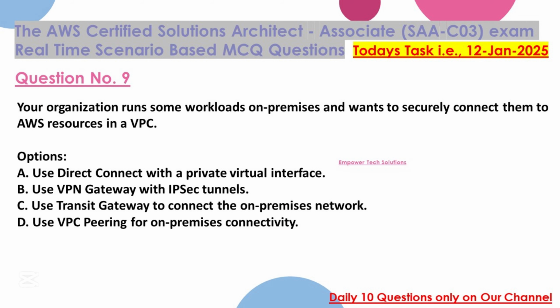Your organization runs some workloads on-premises and wants to securely connect them to AWS resources in a VPC. Options: A. Use Direct Connect with a private virtual interface. B. Use VPN gateway with IPsec tunnels. C. Use Transit Gateway to connect the on-premises network. D. Use VPC peering for on-premises connectivity.